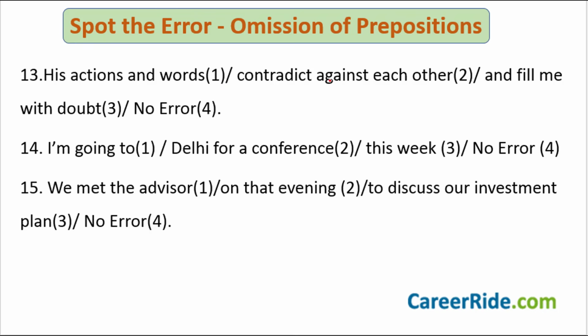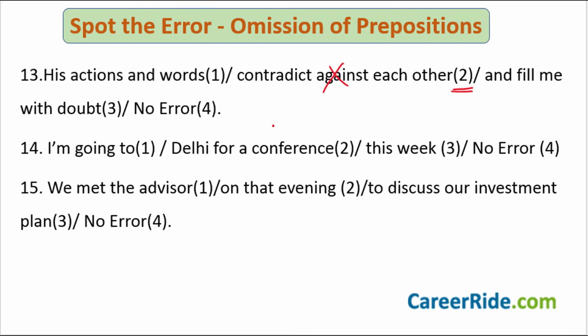Sentence number 13. His actions and words contradict against each other and fill me with doubt. So where does the error lie in this sentence? Try to read it out to yourself once again. His actions and words contradict against each other and fill me with doubt. What's actually happening in this sentence is somebody is doing something and saying something else. So their actions and words are not supporting each other, and that is what is filling the other person with doubt. So the error here lies in the second part of the sentence.